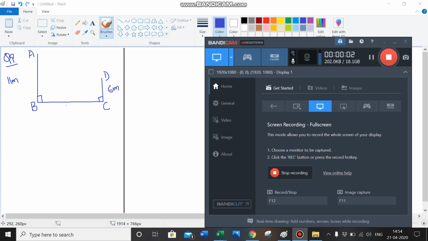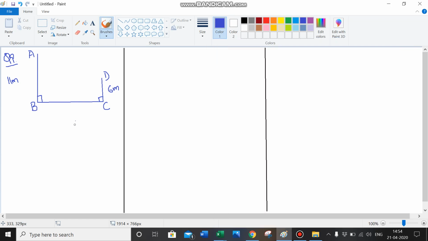Let's move on to the next question. Question number 9. Two poles of height 6 meter and 11 meters stand vertically on a plain ground. So I made a rough diagram. Two poles, AB is of 11 meter and DC is of 6 meter. They stand vertically on a plain ground. I made the 90-degree angle as well.